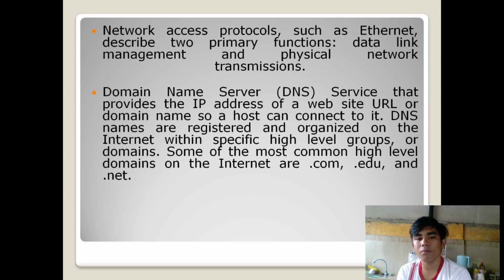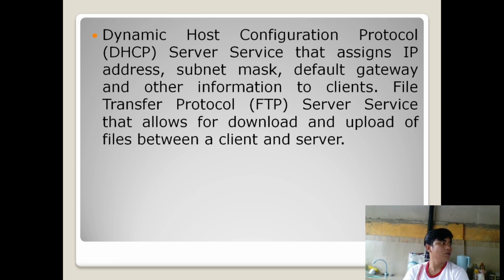The domain name server, or what we call DNS, is a service that provides the IP address of a website URL or domain name so a host can connect to it. DNS names are registered and organized on the internet within specific high-level groups, or domains. Some of the most common high-level domains on the internet are .com, .edu, and .net. Dynamic host configuration protocol, or what we call DHCP, is a server service that assigns IP address, subnet mask, default gateway, and other information to clients.